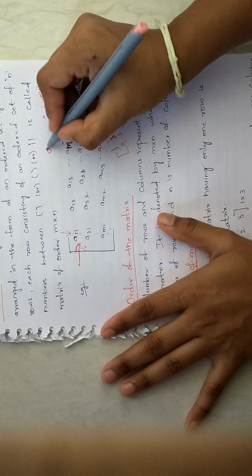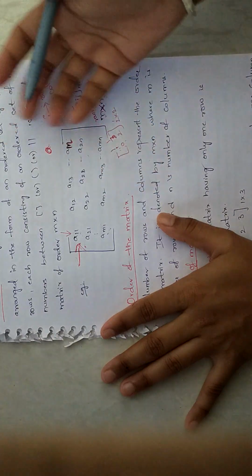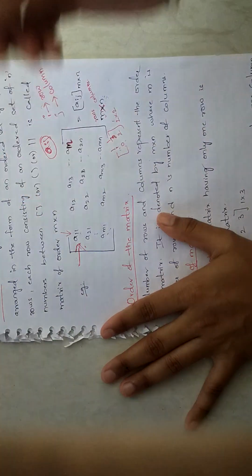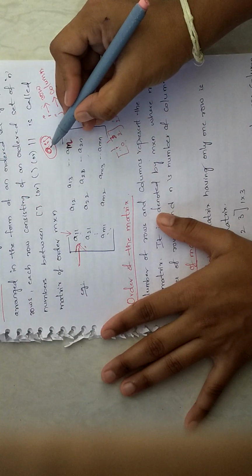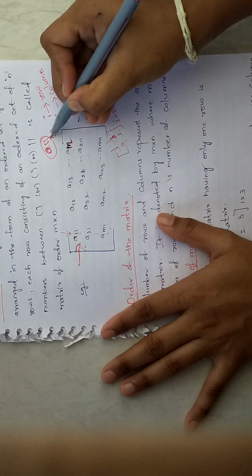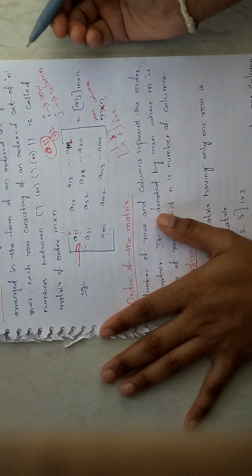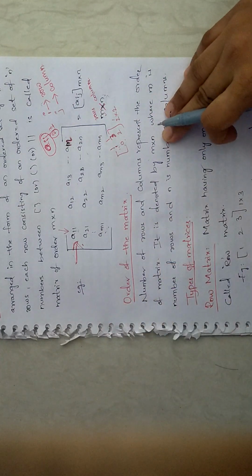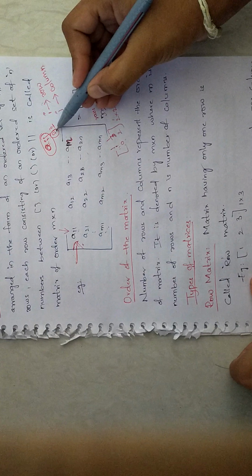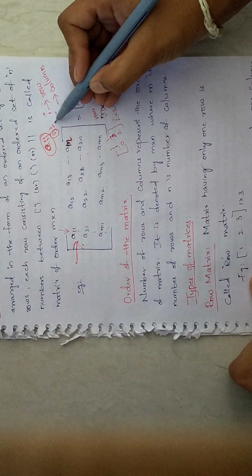Aij, A is the name of the matrix or element. Aij represents a particular element in a particular place. For example, if i is 2 and j is 3, that means A23, second row, third element. That is how you have to know i and j. First i is the row, j is the column.